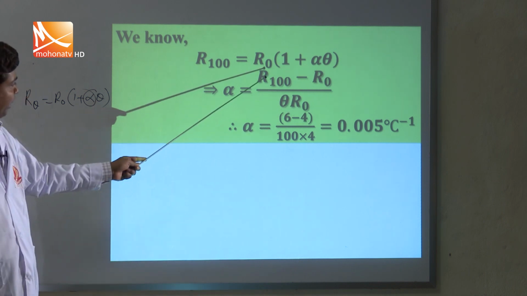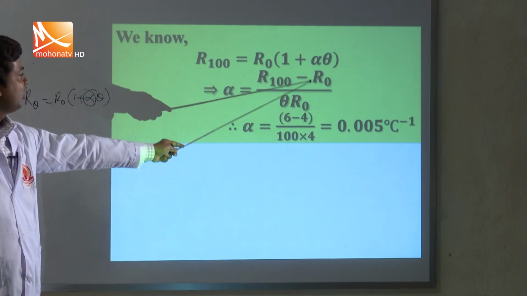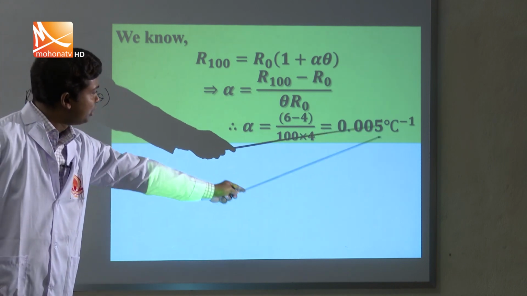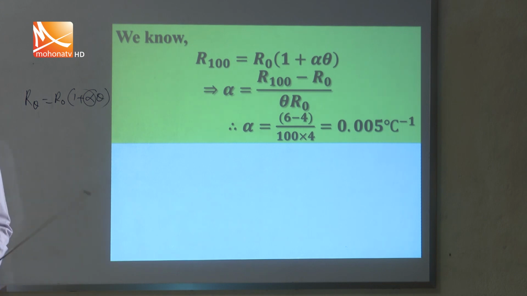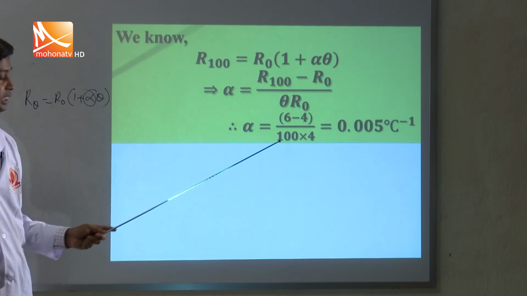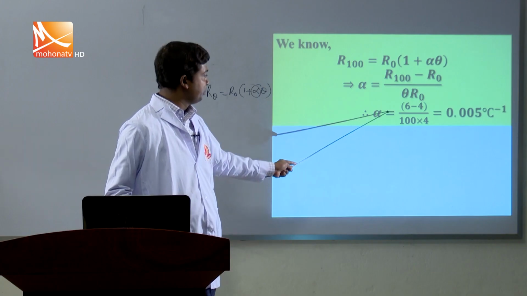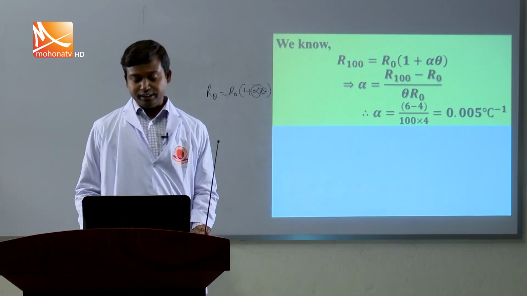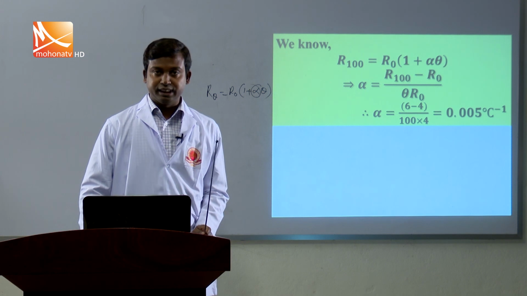In this case, putting the value of R100, R naught and theta R naught, you will get 0.005 per degree Celsius. So, this is the temperature coefficient of resistance, and using this temperature coefficient in a similar equation, you will get the resistance at 150 degree Celsius.